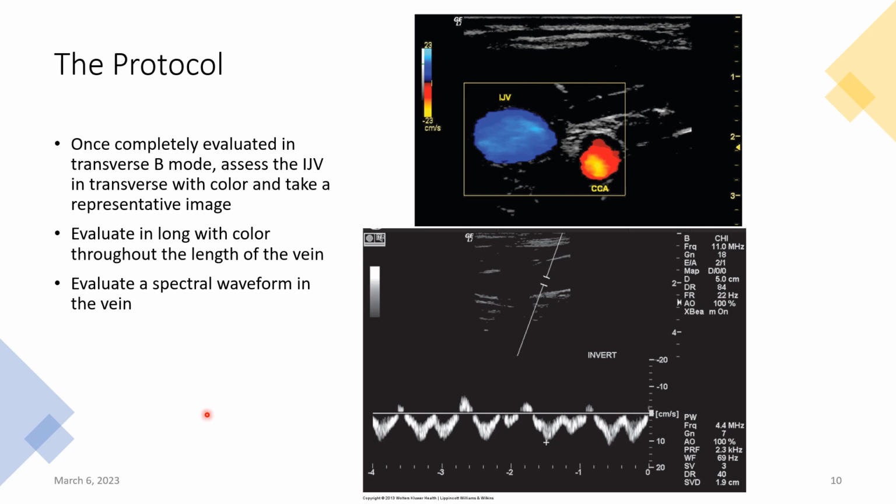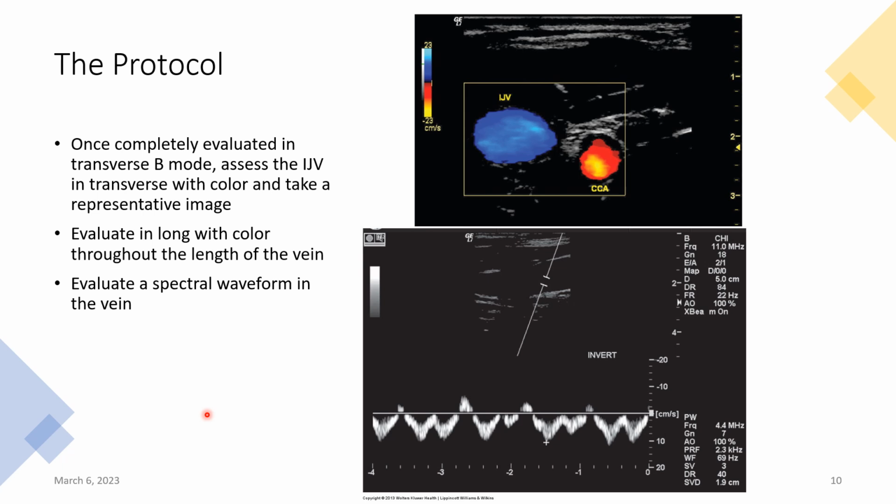So once you've compressed that internal jugular vein all the way down every 2 to 3 centimeters and evaluated it for compression, then you can add your color flow. So you want to make sure, just like we did in the lower extremity venous system, that we're filling that vessel completely with color. Make sure that your settings are appropriately set with appropriate color gain, appropriate scale, and all of those considerations. You can evaluate it in transverse and long with color to assess for any mass effect that a thrombus may be having in causing that blood to not fully fill the vessel.